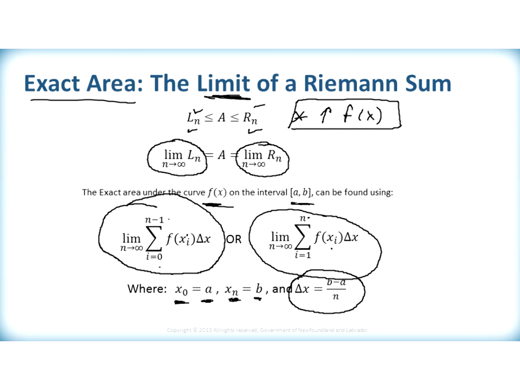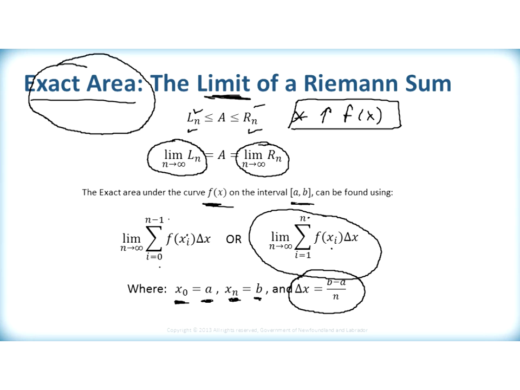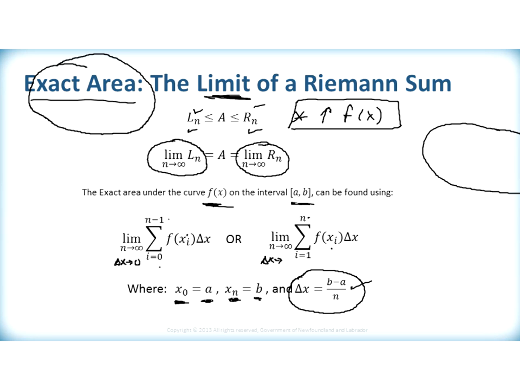Sometimes you'll actually see these limits written not just as the limit as n approaches infinity, but some textbooks write limit as n approaches infinity and delta x approaches 0, which is kind of redundant to say, because if n is approaching infinity, then obviously delta x is going to approach 0, but sometimes they say that anyway. As long as we define delta x, that should be unnecessary, but that's the idea. So we're getting more and more rectangles, and the width of each one is shrinking really, really small.